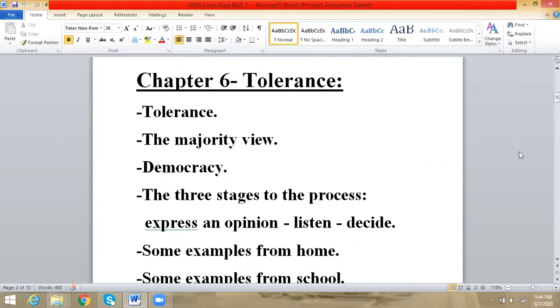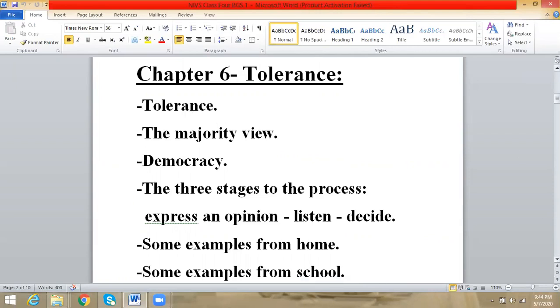To discuss the chapter, I have divided the whole chapter into some portions. First we will discuss tolerance, then the majority view, then democracy, then the 3 stages of the process: express an opinion, listen, decide. Then some examples from home, then some examples from school. So today we will discuss chapter 6, tolerance.